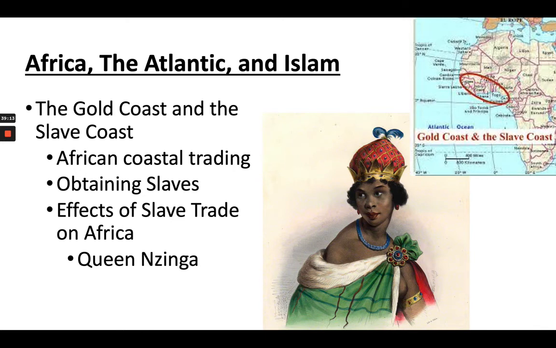The result is this gun-slave cycle. Increased firepower allowed African states to expand over their neighbors, producing more slaves, which they got for more guns. The result will be unending warfare and disruption of societies through slave trade. Europeans simply intensified the African enslavement that already existed.